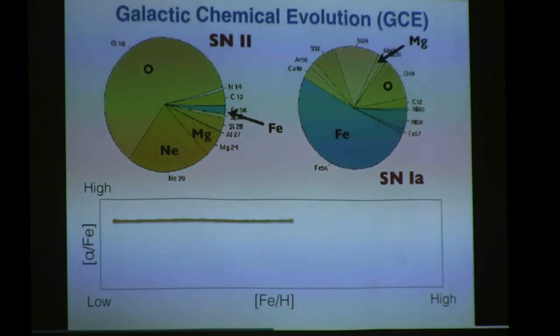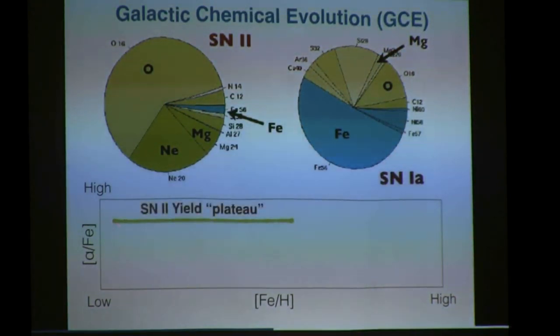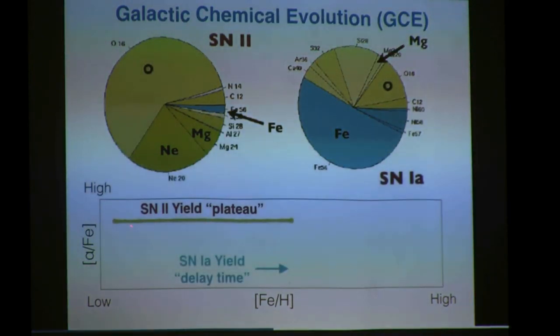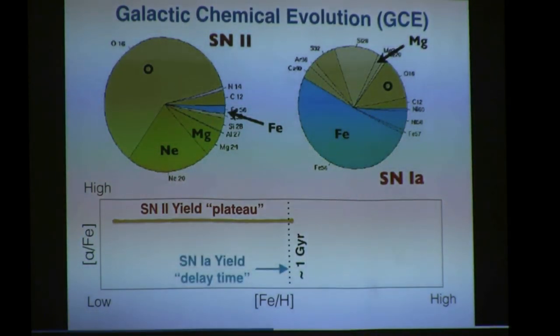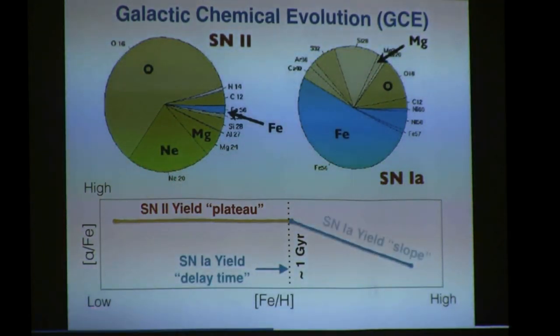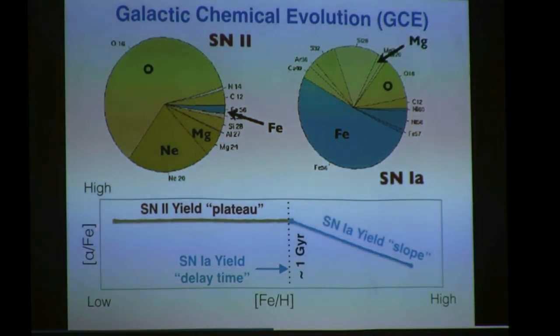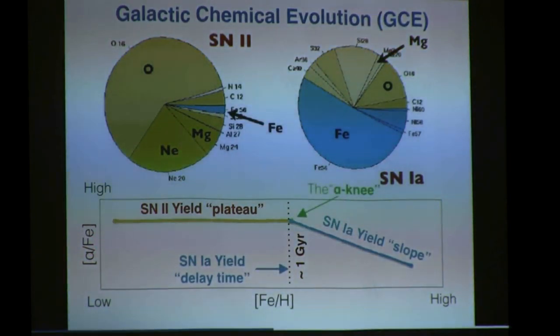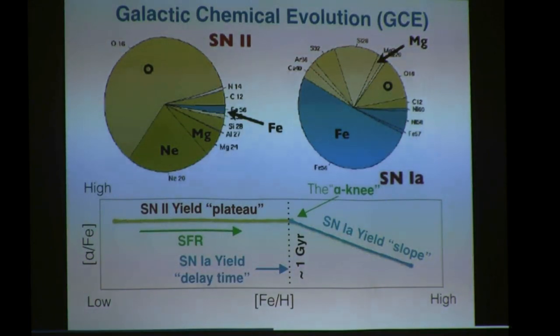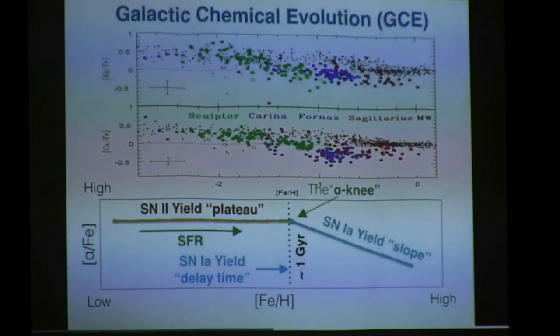And so this is what I'm showing here, is that for a while, star formation gives you a particular ratio in terms of the elements you see. So here you have a supernova yield plateau, we call it, of alpha to iron elements. We take a ratio of the amount of iron and alpha elements, say like magnesium, in individual stars.